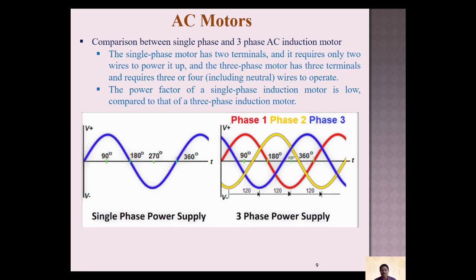You can see the images plotted here. The first one is the single phase power supply, then the three phase power supply, which starts at different angles that you can see. The angle between the phases is 120. If you divide 360 by 3, then it will be 120.